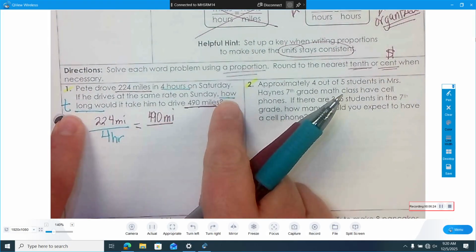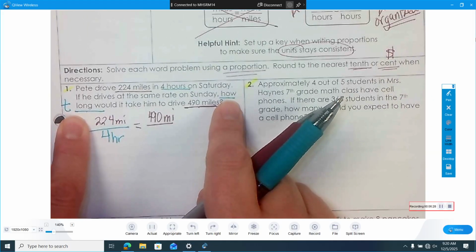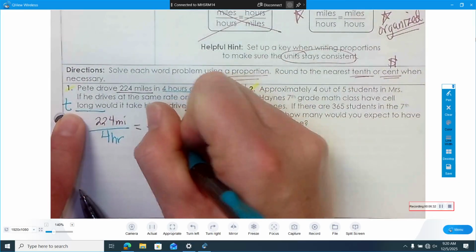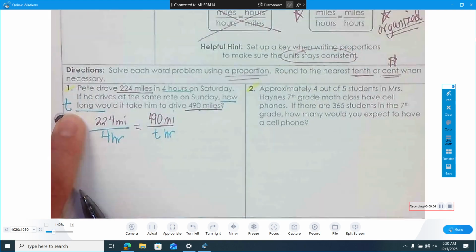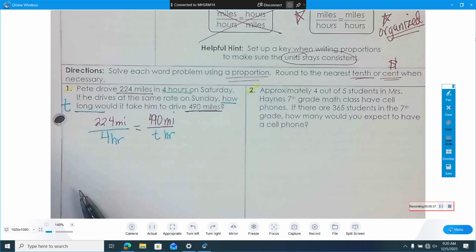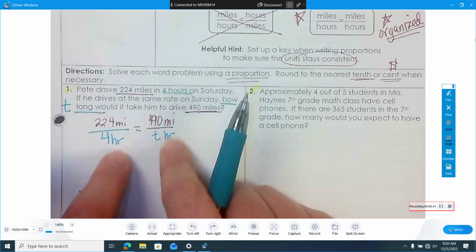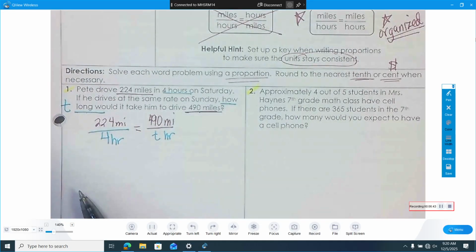Now, they want us to figure out how long. Do we know how long it's going to take? No, that's what we're trying to figure out. So that's our variable. And do we want to use t for time? Yeah, okay. So t hours is what we're trying to figure out, okay? So now you can see my units match on the top and my units match on the bottom. It's nice and consistent. And so now we can go ahead and solve.